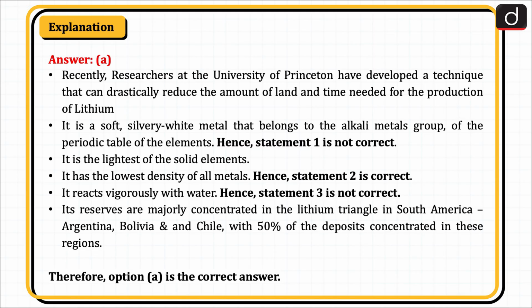Recently, researchers at the University of Princeton have developed a technique that can drastically reduce the amount of land and time needed for the production of lithium. It is a soft silvery white metal that belongs to the alkali metals group of the periodic table of the elements. Hence, statement 1 is not correct. It is the lightest of the solid elements. It has the lowest density of all metals. Hence, statement 2 is correct. It reacts vigorously with water. Hence, statement 3 is not correct.